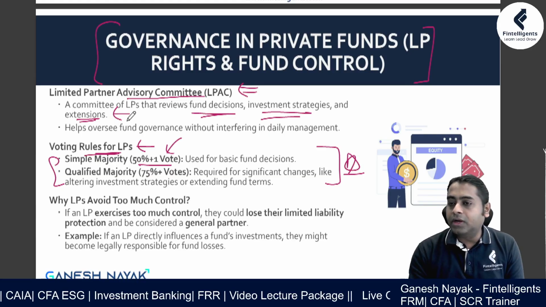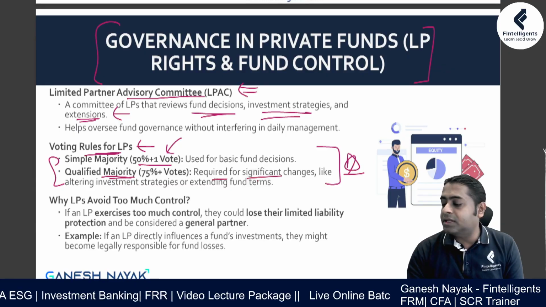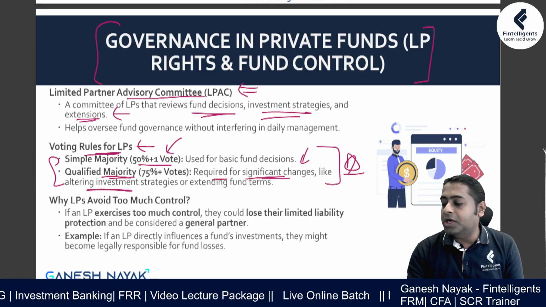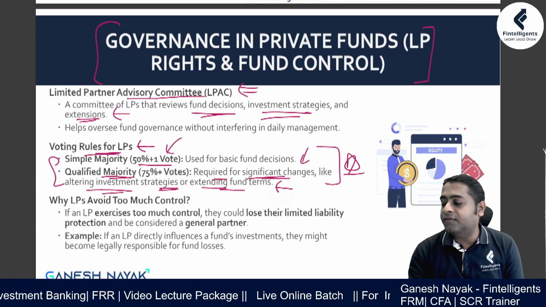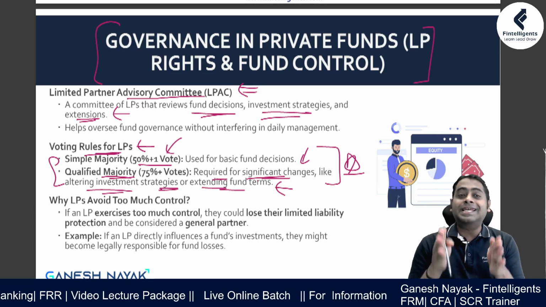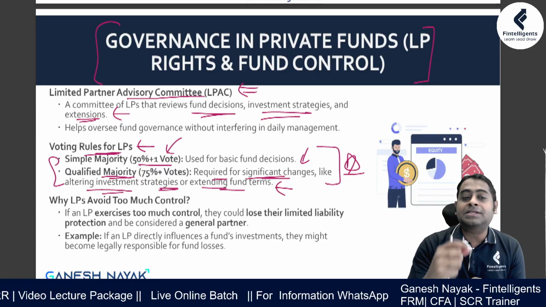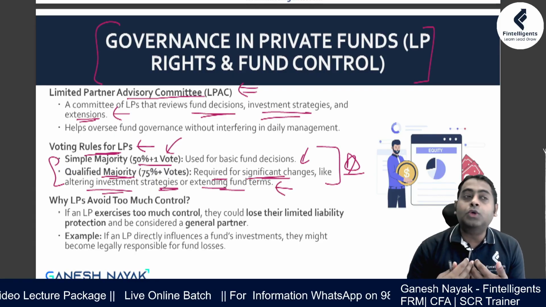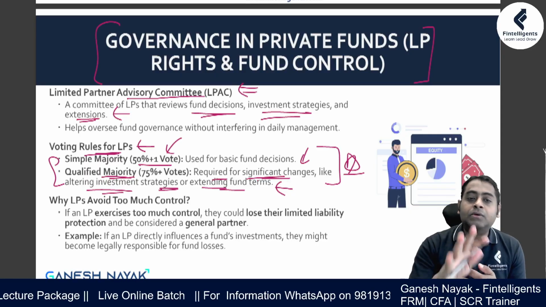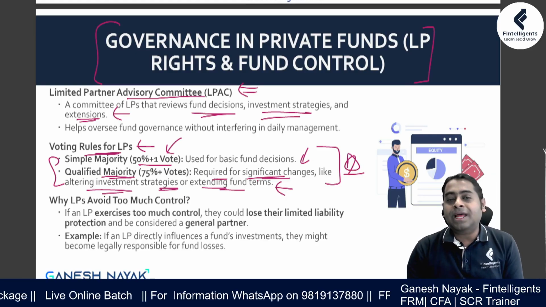Then you look at qualified majority. It is required for significant changes like altering the investment strategy or extending the fund term. This is very, very important. You can think of it as changing the structure of the fund. When you're changing the structure of the fund, you cannot just rely on a simple majority. You need a good quorum, around 75% of the votes. Then only can a major change happen in the structure.